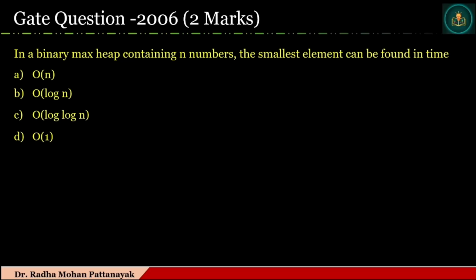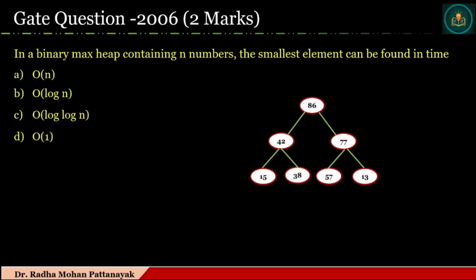So this is the question of 2006. It is asking, in a Max-Heap tree, what is the time it will take to find the smallest element inside the heap tree? So let's consider one example here. This is an example of a Max-Heap tree, right? You know that in a Max-Heap tree, the highest value will be present at the root, and the smallest value you can always find at the leaf level. Clear? The smallest value is 13, right?